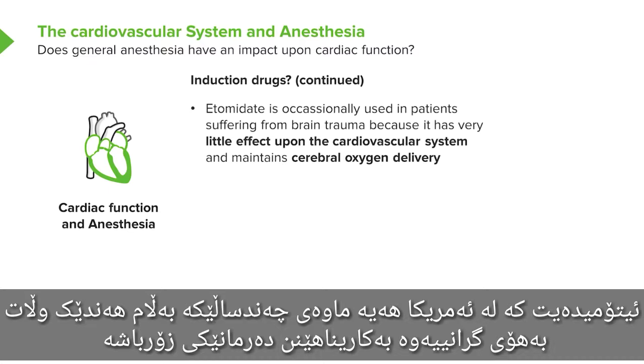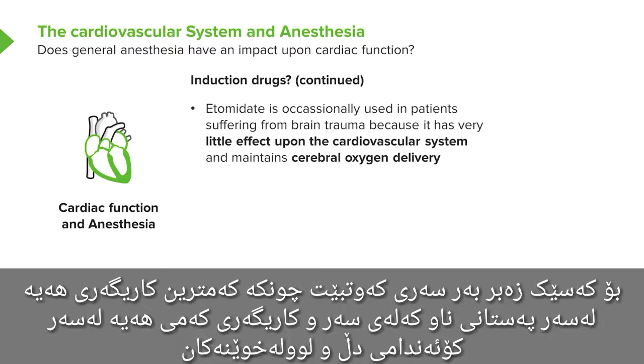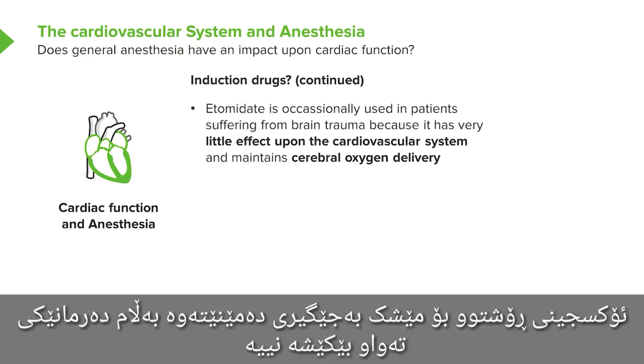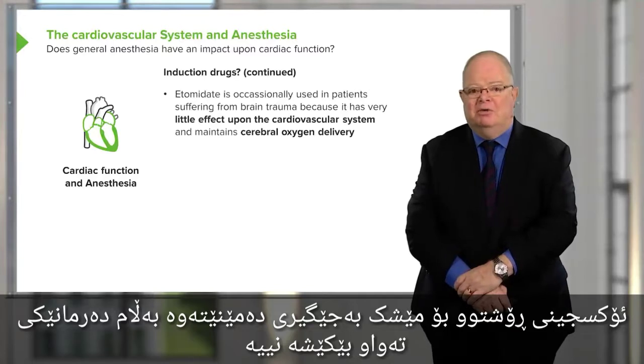Etomidate, which is a drug that has been available in the United States for many years, but in many other countries hasn't been available because it wasn't marketed due to cost constraints, is a very good drug to use in patients who have had brain trauma because it has very little effect on intracerebral blood pressure, has very little effect upon the cardiovascular system, and cerebral oxygen delivery tends to remain stable. But it's not a perfect drug.